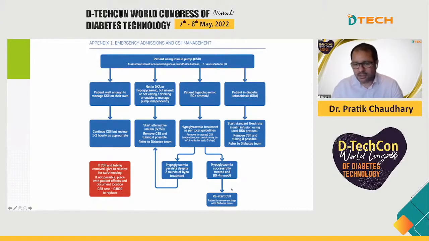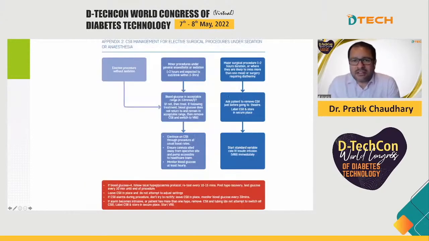Again, if you've treated the hypo successfully, you can restart the pump and then connect with the patient to see what's going on. And then, as I said before, if the patient is admitted with ketoacidosis, then you take the pump off, take the infusion site off, treat the DKA using your local protocol, and then restart things once the patient is fit and well to manage things.